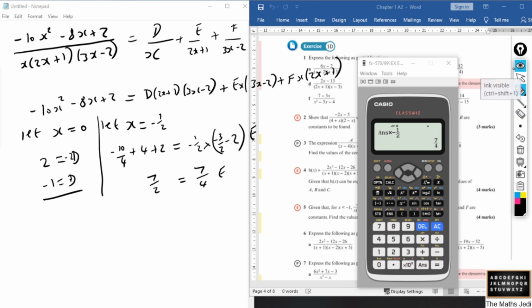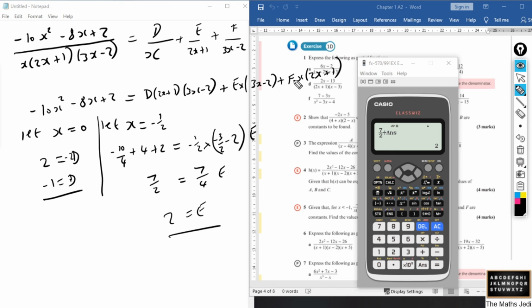I'm lazy, so I'm going to use the calculator, but you could work it out. So 7 over 2 divided by the answer, of course. Let's get that looking right. Answer 2, very easy. So 2 is E.